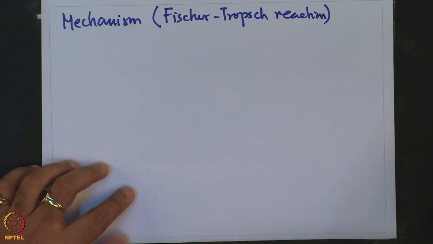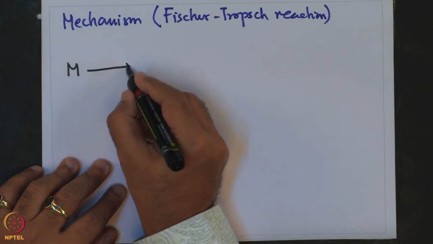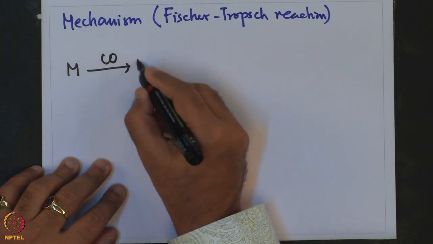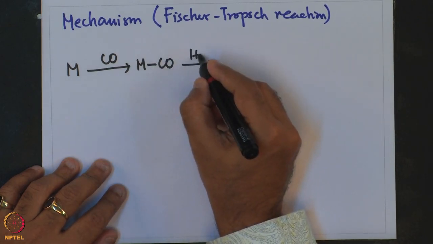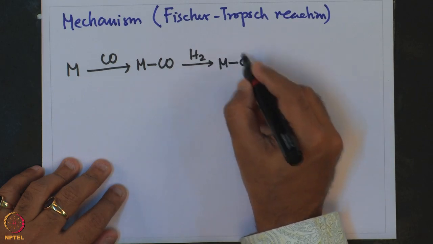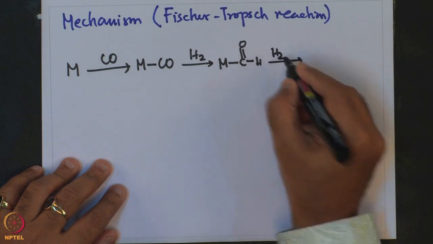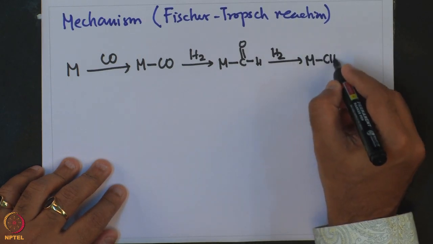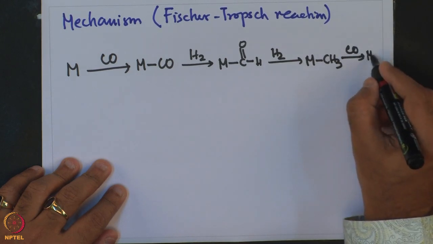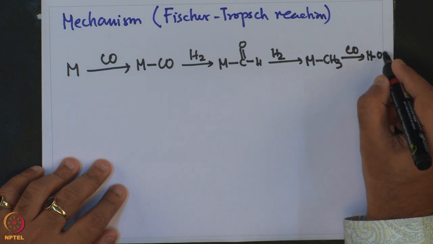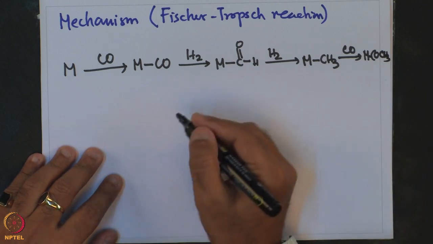The mechanism is given as follows: M reacting with carbon monoxide giving MCO, that reacting with hydrogen giving MCOH, that reacting with hydrogen giving MCH3, that reacting with CO giving MCOCH3. So, this is a sequence.